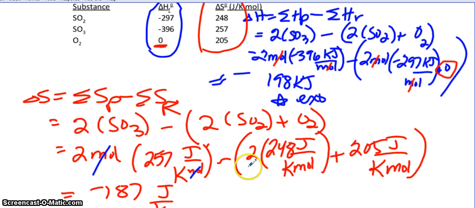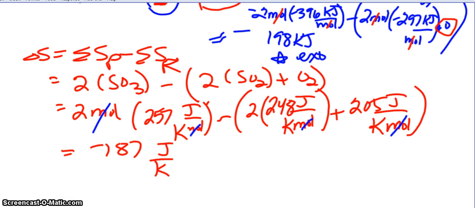And then, oops, I forgot to write down the word mole here. And those cancel out, and 1 mole over here would cancel out. I guess I got a little bit lazy, didn't I? So anyway, you end up with negative 187. Look at the units: joules over Kelvin. Keep that in mind when we plug in for your delta G value.